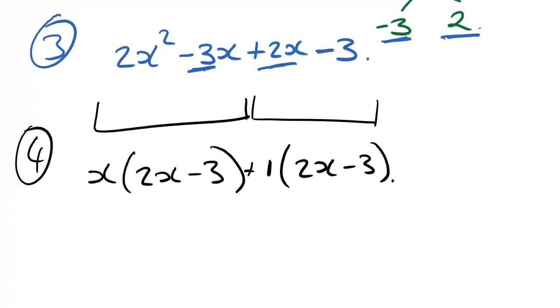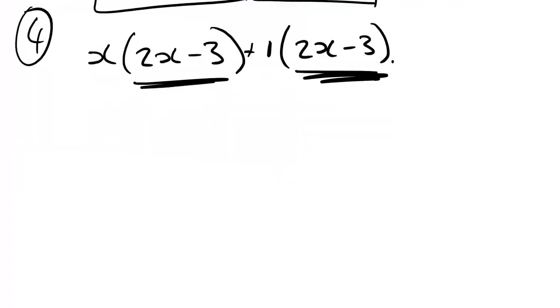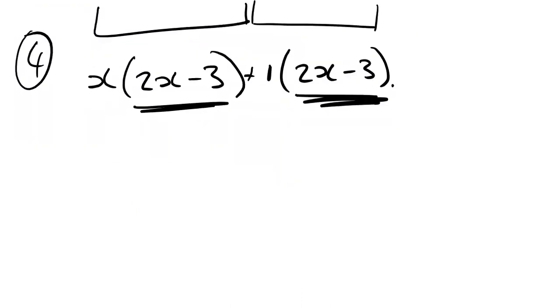Now, I'm trying to get a situation where I have the same bracket appearing twice. And if you follow the algorithm, that is absolutely going to work. There'll be a way to do it. Sometimes you've got to think a bit carefully, but we have to do it. Now then, part number 5. This is the final piece. So I've created a situation where I have x multiplying by 2x minus 3, and I have a 1 multiplying by 2x minus 3.